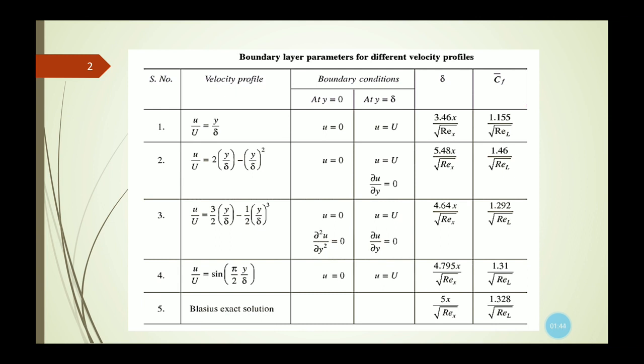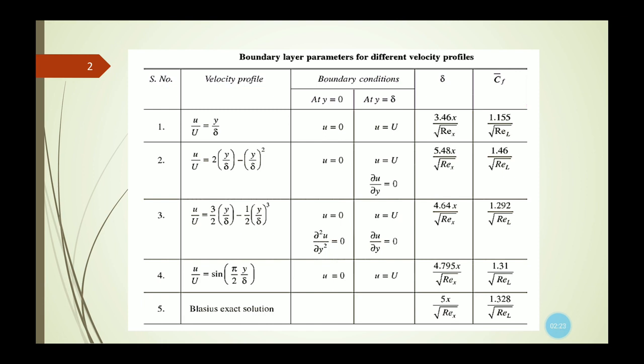This is the table that we have discussed earlier also. Here we can see 5 different types of velocity profile, and corresponding to these 5 different types of velocity profile, they have their own boundary layer thickness formula, and the formula for CF, which is the skin friction coefficient or average drag coefficient. For each and every formula there are different boundary conditions also. All these formulas we need to remember to solve different numericals.